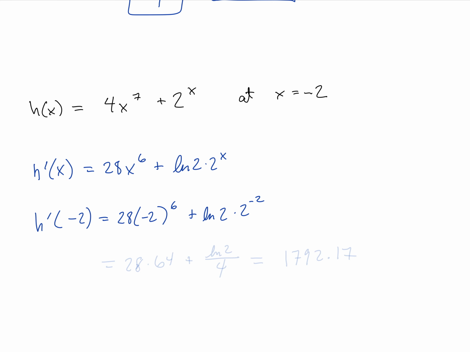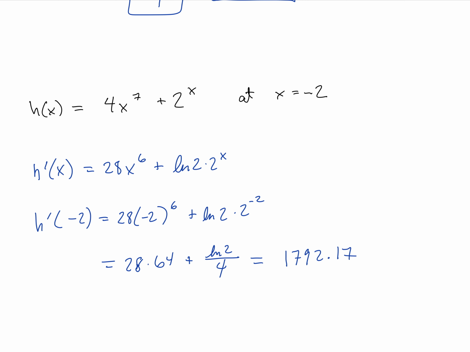And so that simplifies to 28 times 2 to the 6th, which is 64. Negative 2 to the 6th is also 64, plus natural log of 2 divided by 2 squared, divided by 4. And if we grab a calculator and simplify that, we'll get 1792.17.